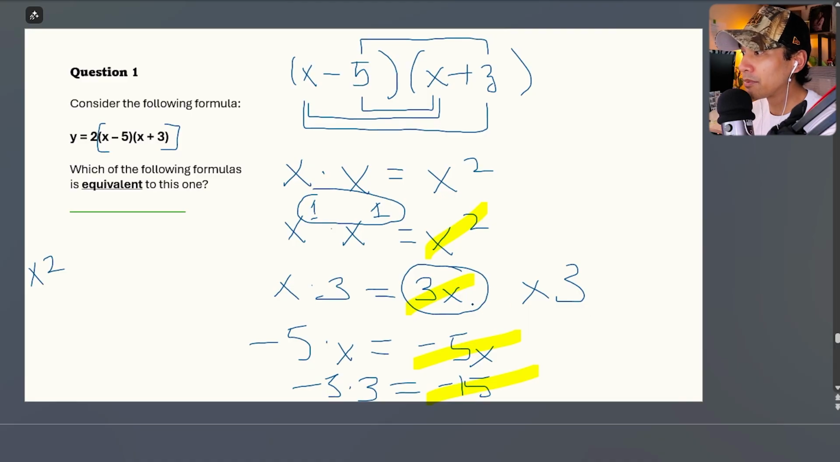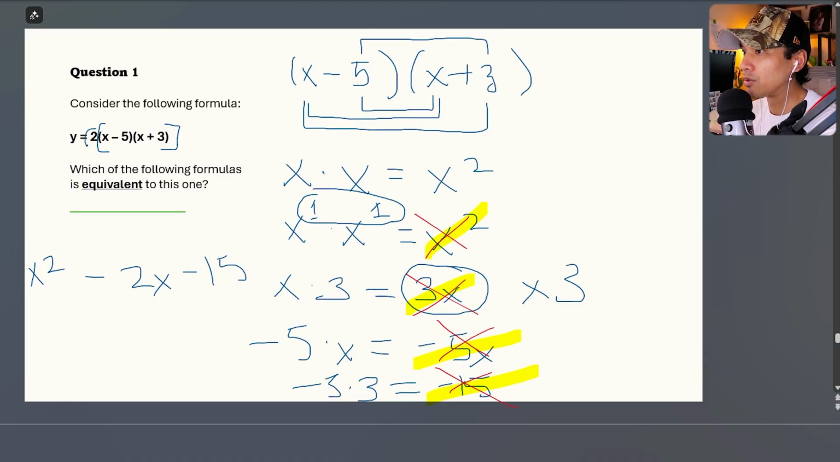Is there anything that can be combined with 3x? And yes, there is. Negative 5x. Negative 5x plus 3x equals negative 2x. And what about negative 15? Nothing. That's our last term. So when I'm doing this, I would just cross it out, right? And then we have negative 15, cross that out, and we know that that's our last term.